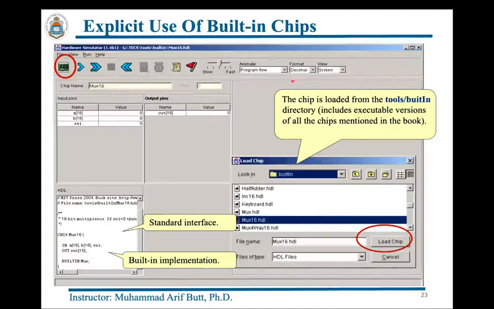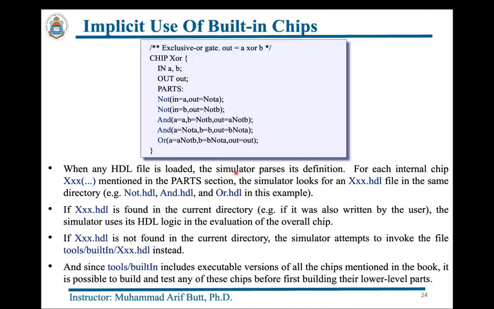Well, this is the explicit use of the built-in chips. You can load this chip Mux16.hdl from the built-in directory, the tools built-in directory, as shown. Once loaded, you can see in the HDL pane the standard chip interface. And below that, instead of the PARTS keyword and the HDL code, you can see the keyword BUILTIN Mux over here. That instructs the hardware simulator to use the Java class implementation for this chip. Well, this is the explicit use of the available built-in chip, in which we load the chip explicitly in the hardware simulator. Please do that practically.